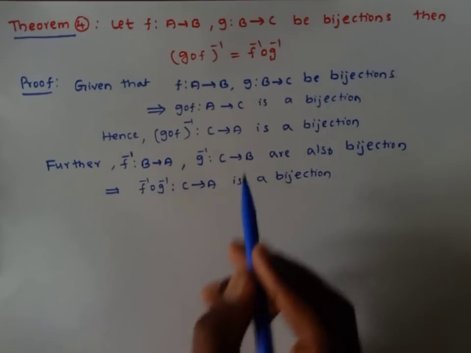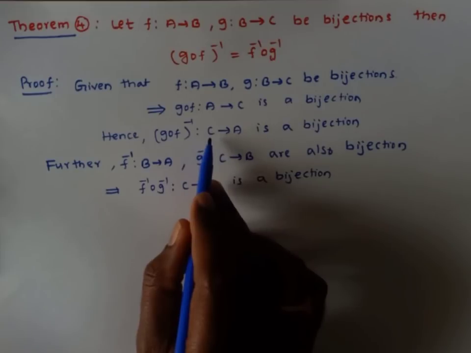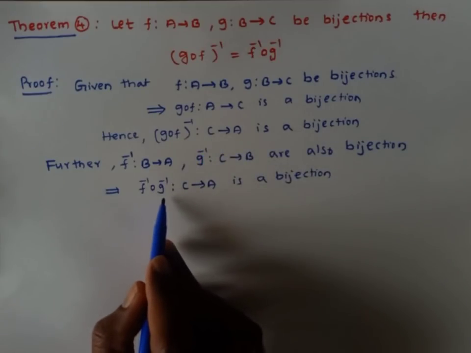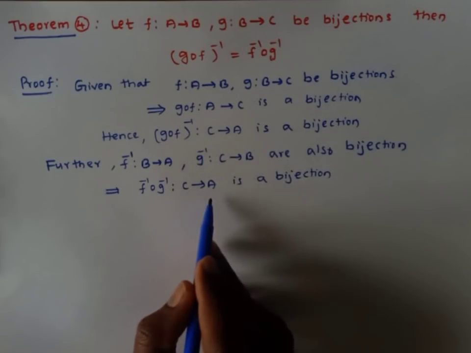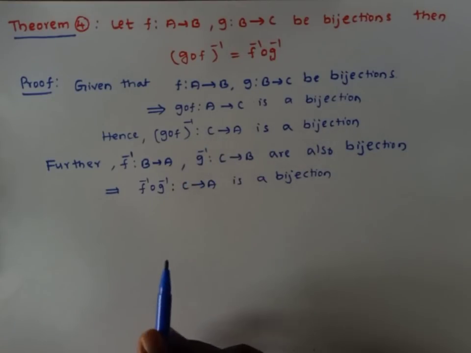Now here you can observe from these two statements. Here G compose F whole inverse is from C to A, and F inverse circle G inverse is from C to A. See here, the domain of these two functions is the same, as well as the ranges also.